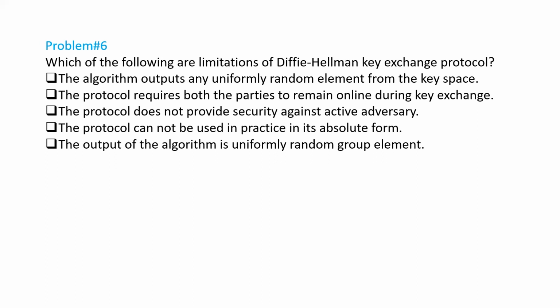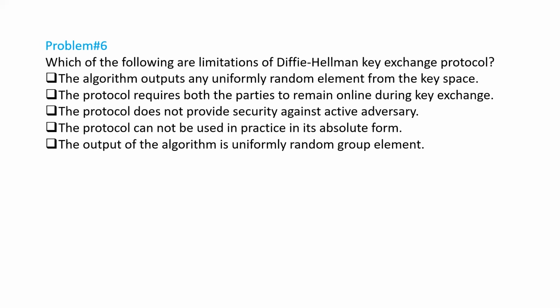So yes, 3 is also a limitation of the protocol, and due to these limitations only, the protocol cannot be used in practice in its absolute form. You have to modify the original Diffie-Hellman key exchange to make it usable in practical scenarios. And the last option that we are discussing, that the output of the algorithm is a uniformly random group element. So the correct options here are actually all of them except the first one.